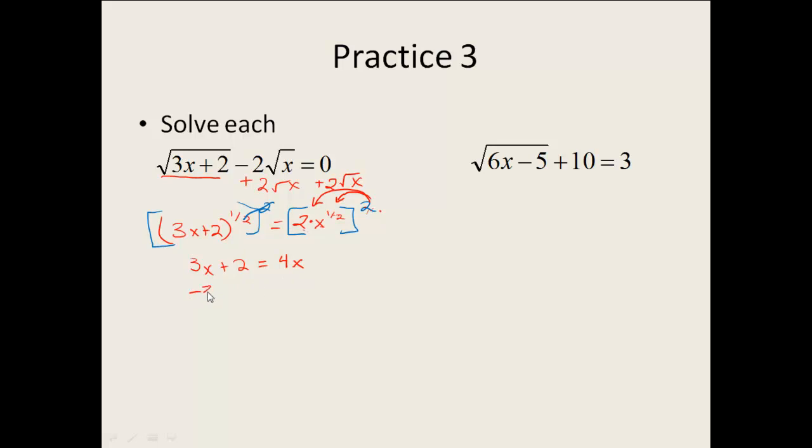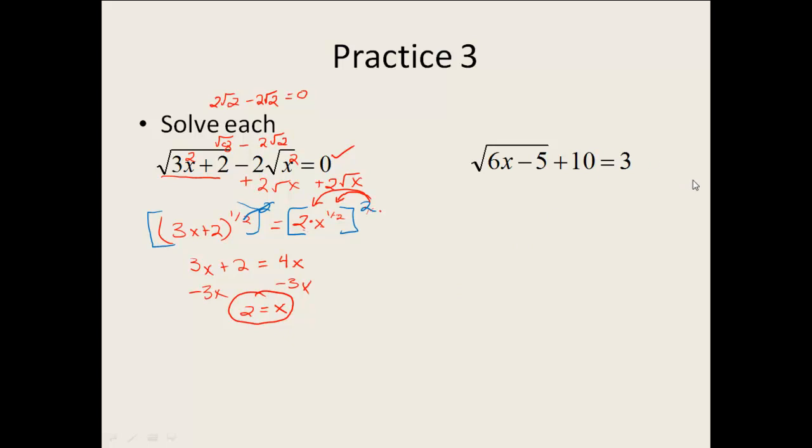Now I've got just a basic algebra problem, and I end up getting 2 is equal to x. I still have got to check it. So when I plug 2 back in here for my x, 3 times 2 is 6. 6 plus 2 is 8. So I have the square root of 8 minus 2 square roots of 2. Now you can use your calculator to do this if you want, or if you recognize that the square root of 8 breaks down into 2 square roots of 2, you can do it in your head. Because we actually end up with 2 square roots of 2 minus 2 square roots of 2. Well, that'll give me a 0, and that's exactly what I wanted. So we get to keep this x equals 2.